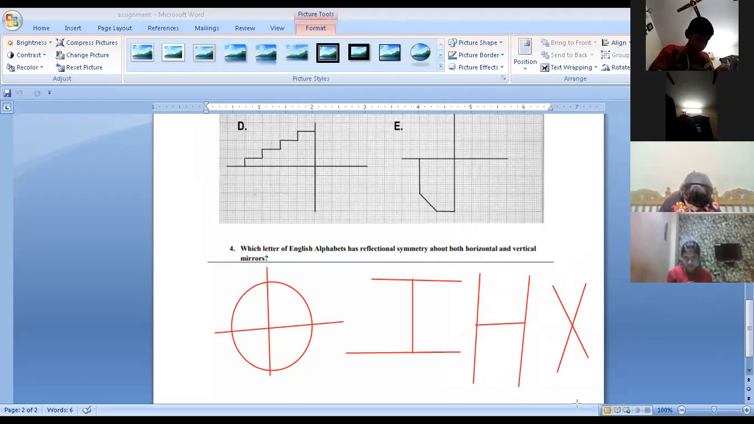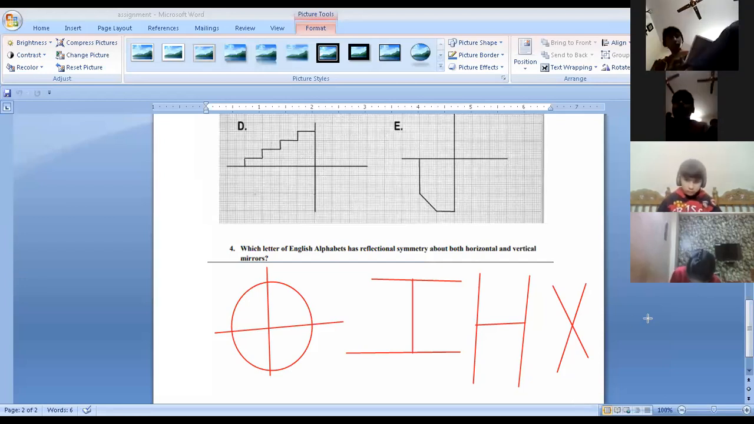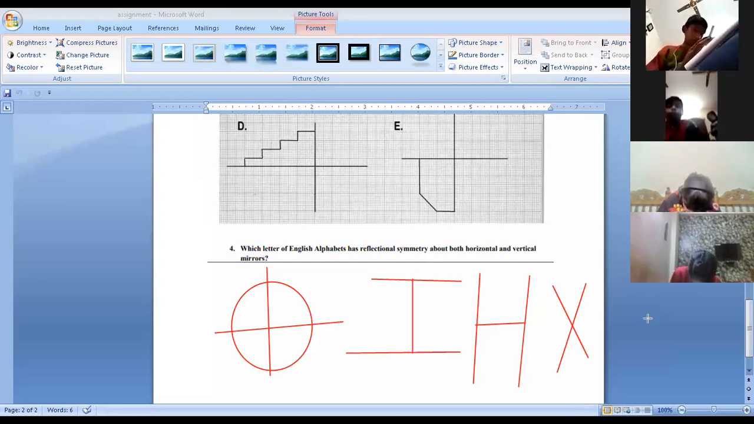So these are the 4 alphabets O, I, H and X who are having both horizontal and vertical lines of symmetry. So draw these alphabets and draw a line of symmetry also in all the alphabets which are given here. Write O, I, H and X and draw vertical and horizontal line of symmetry in it. Suhan Khan, start writing.